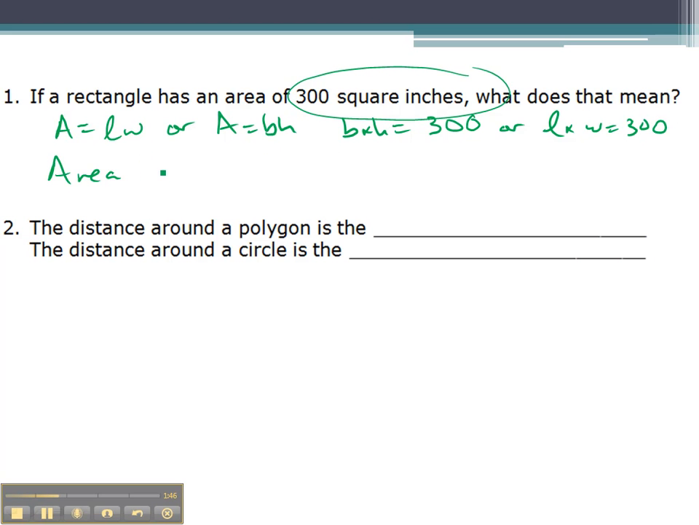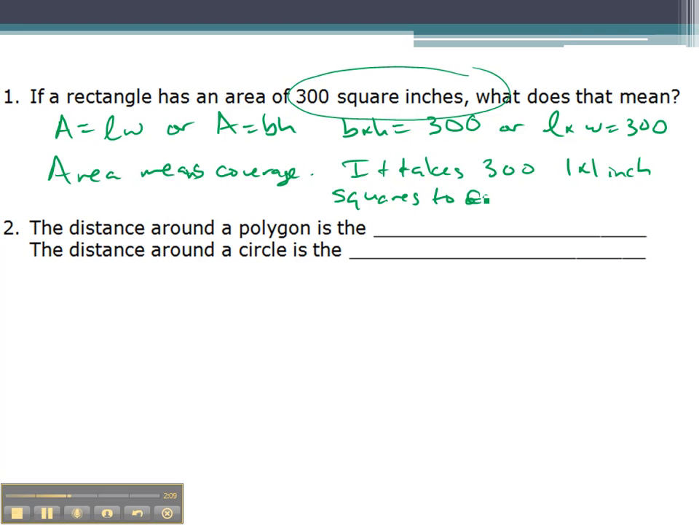Area means coverage, how many unit squares it takes to cover a figure. So it takes 300 1 by 1 inch squares to cover this rectangle. That's what it really means. It takes 300 1 by 1 inch squares to cover this rectangle if the area of the rectangle is 300 square inches.